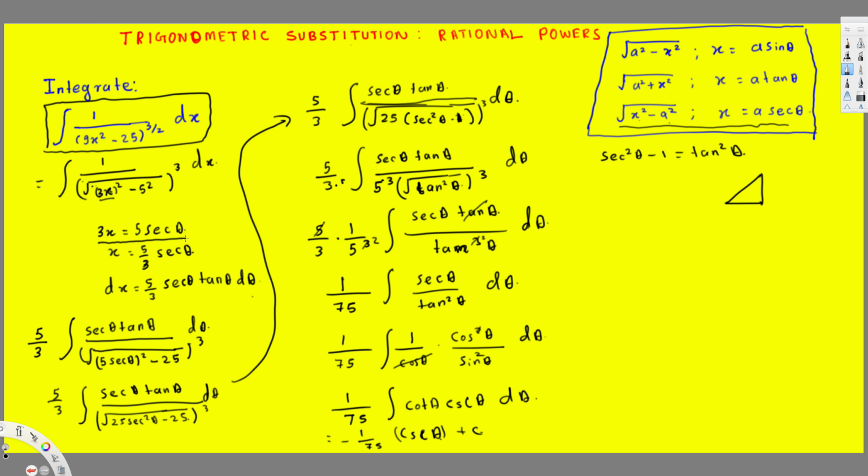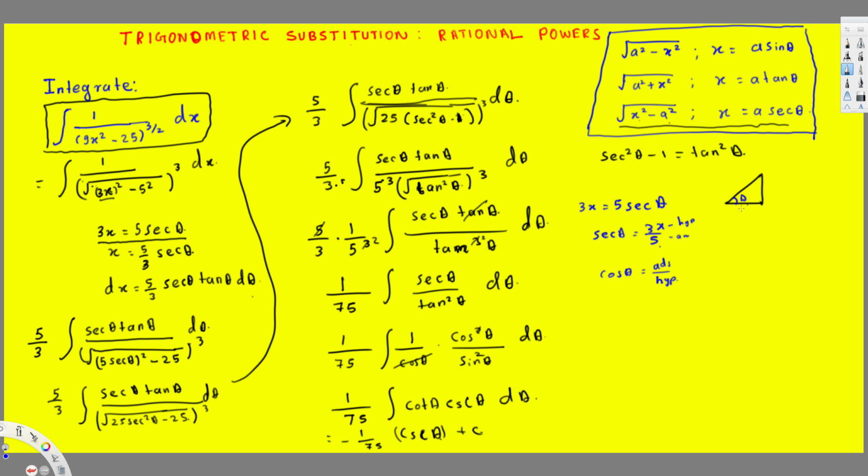3x is equal to 5 sec theta. We know that sec theta is reciprocal of cos theta. So let's write this one again. I use a different color so that makes everything clear. 3x is equal to 5 sec theta, right? So sec theta is going to be equal to 3x over 5. We know that sec theta is reciprocal of cos theta. So cos theta is what? Cos theta is adjacent over hypotenuse, right? And since this is reciprocal, we know this is hypotenuse over adjacent. So this one is hypotenuse right here, and this is adjacent.